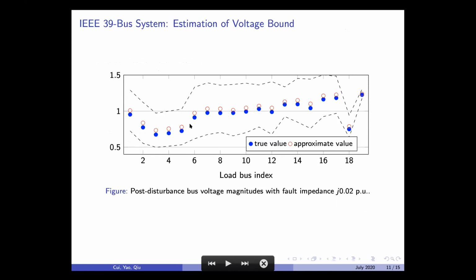We can have an upper and lower bound on each of the voltages where the post-disturbance state will lie. And we also have a fairly good estimation of the state.